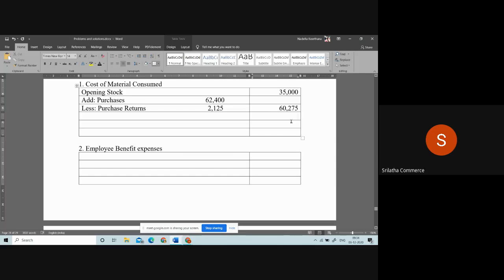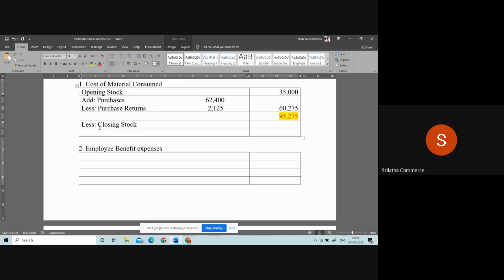Then the total comes to how much? 35,000 plus 60,275 is 95,275. Okay. Less closing stock.